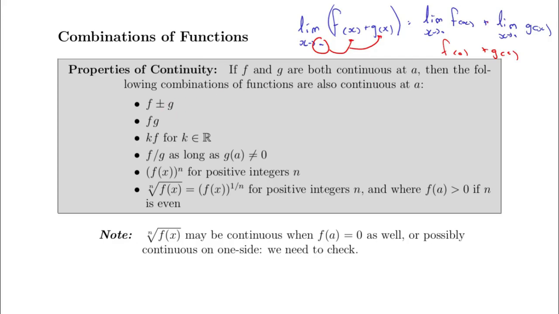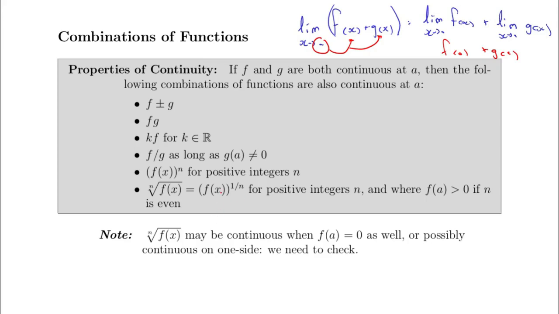You can do the same thing with products. No difference there. Coefficients on functions act the exact same way. So if you have some constant multiple times a function f, that's also continuous at the same x value a. If you look at a quotient of functions, that's going to work. The only problem is if you divide by 0, because then limits of quotients have problems. They're not the same as just the function values in this case. So as long as we're not dividing by 0, we have continuity at a.